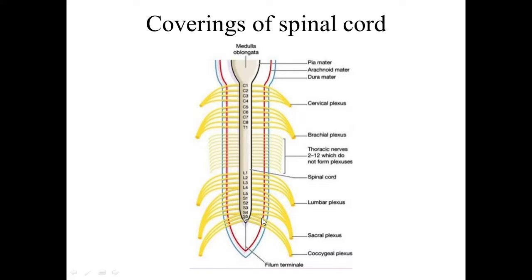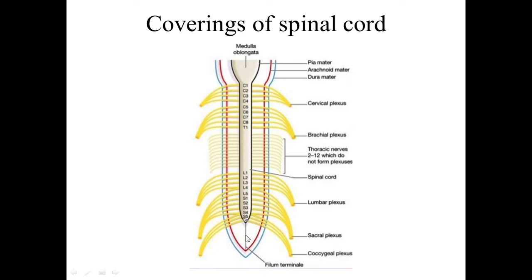And the space between the arachnoid mater and the pia mater, the pia mater being the innermost covering, is called the subarachnoid space.